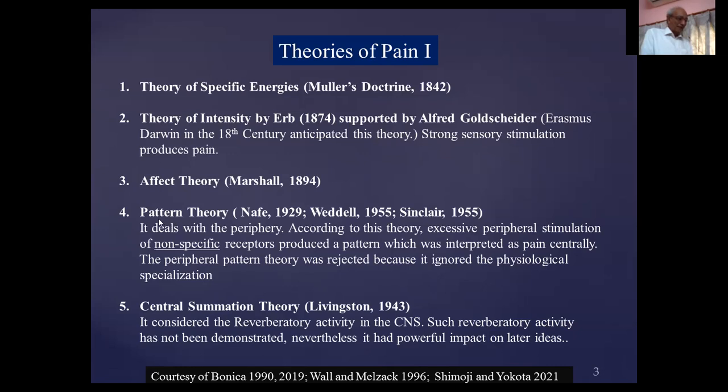Then there is pattern theory by Naep in 1929, Wegel 1955, Sinclair 1955. It deals with the periphery. According to this theory, specific receptors are not required. Today we know that there are specific receptors for touch, vibration, for heat, cold. But according to this pattern theory, such specific receptors were not required.